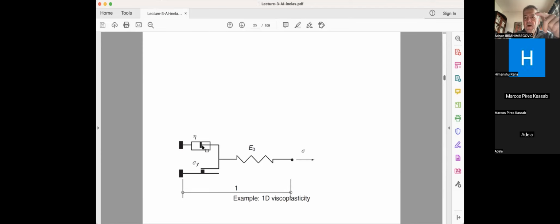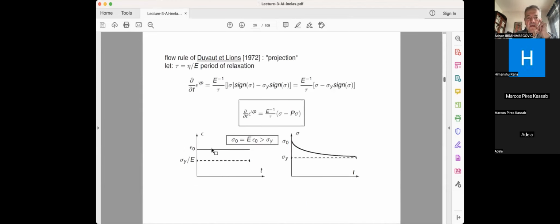That means now sigma minus sigma y should be equal to eta times the epsilon viscoplastic dt. And that's actually what we have here. From that one, I can obtain that my viscoplastic dt is equal to, it was written again in terms of this period of relaxation tau, e to the minus 1 divided by tau multiplied by overstress, which is the absolute sigma times sine of sigma, minus sigma y times sine of sigma.